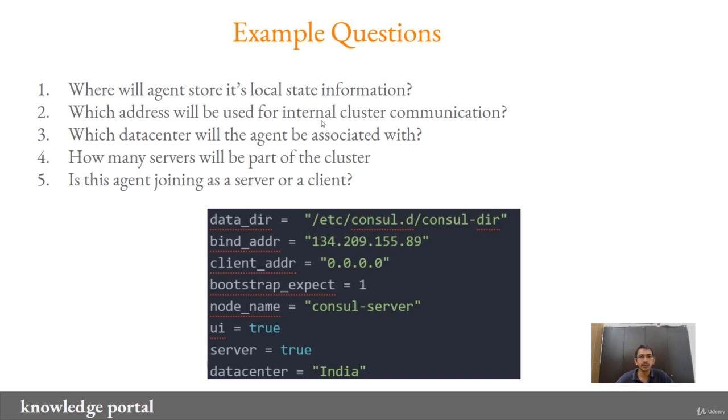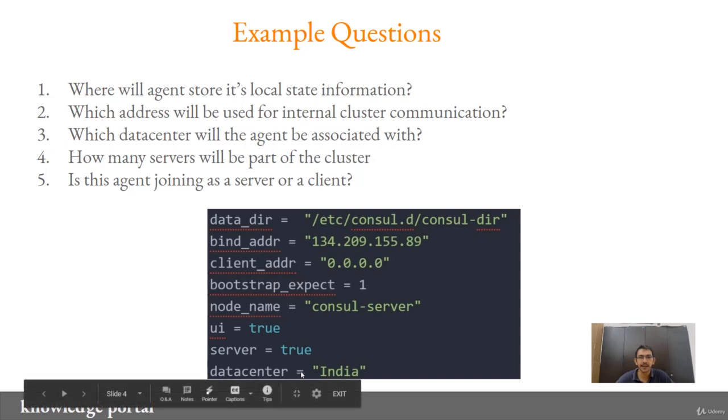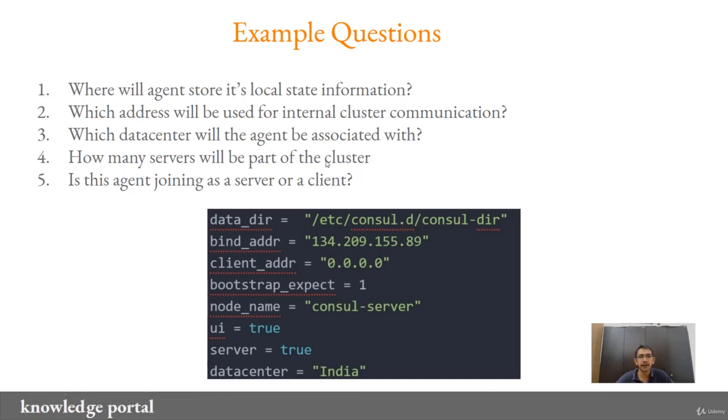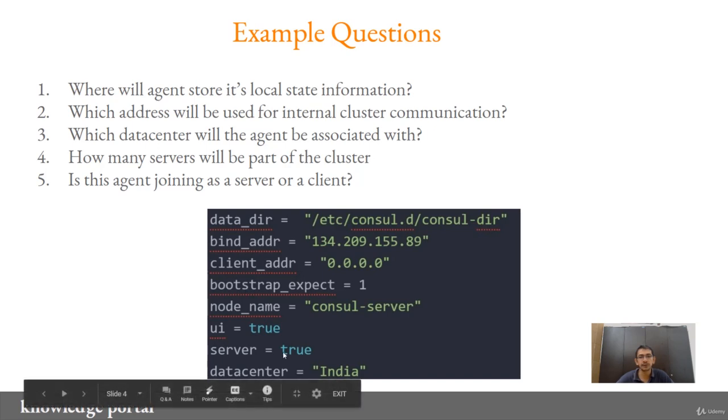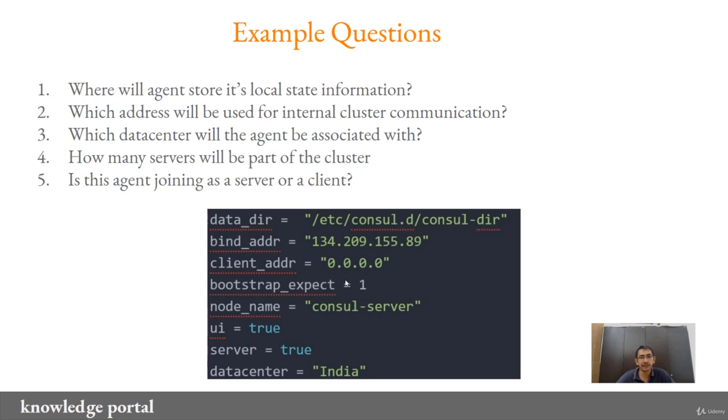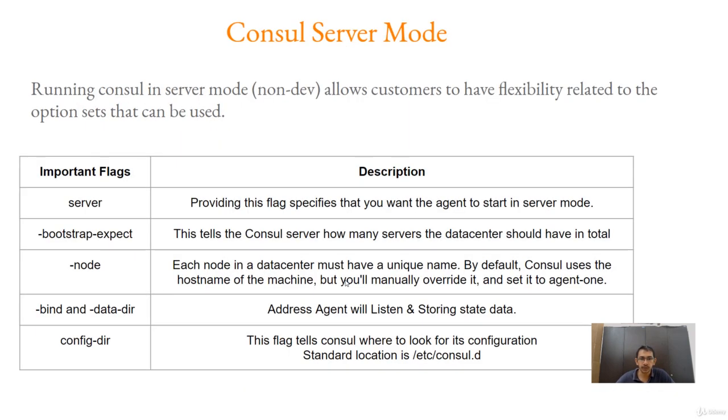Second is which address will be used for internal cluster communication. This is directly associated with the bind_addr. Which data center will the agent be associated with? This is the datacenter flag here. How many servers will be part of the cluster? You have a bootstrap_expect of 1. And is this agent joining as a server or a client? This is important. Here you see you have a server of true, so this is joining as a server. I hope you understood what type of questions you can expect based on the Consul server mode here.